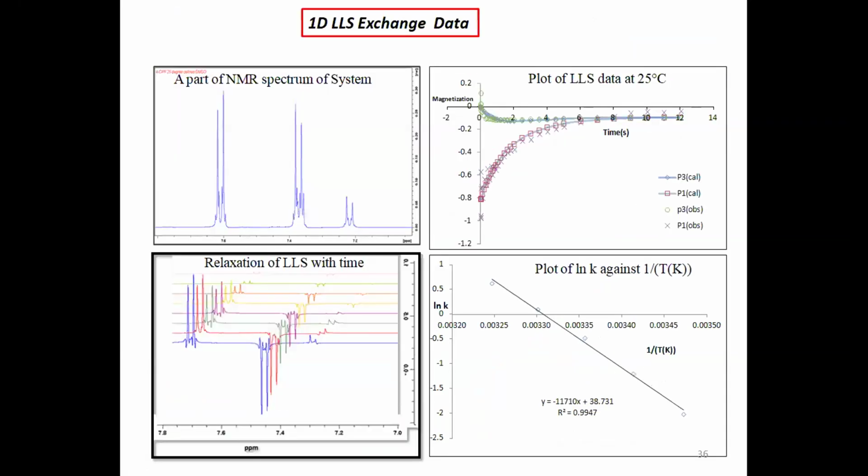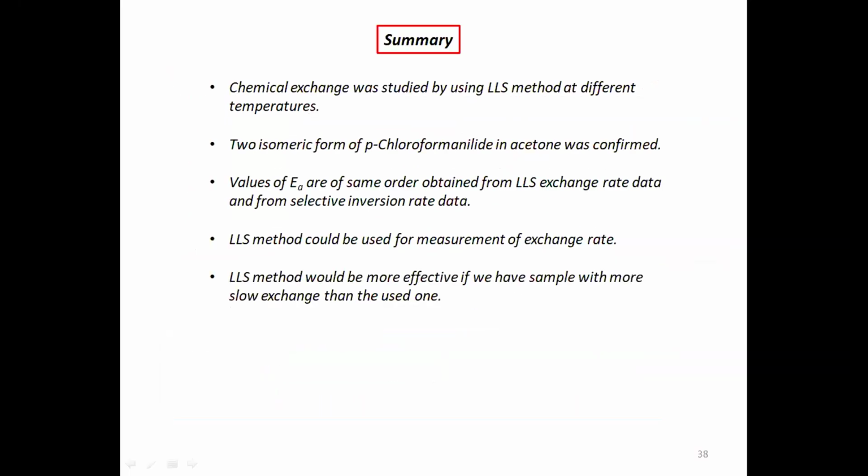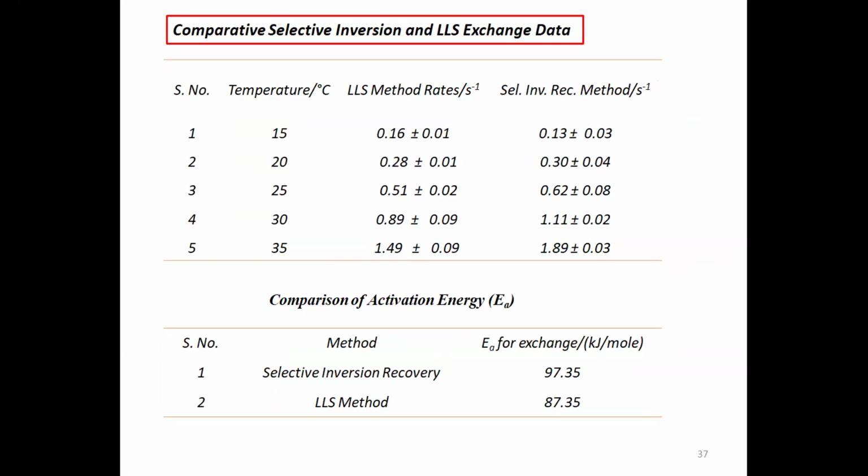So this is what we did with the long-lived state method again. There is a decay of the signal. One of the signals is inverted and another is seen. By this method, we got this data, and we got an appreciably good value of the rate with respect to the other method which we were using, and we were able to measure the activation energy of this particular process.